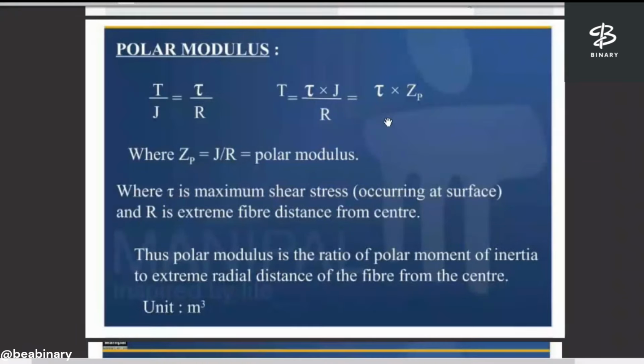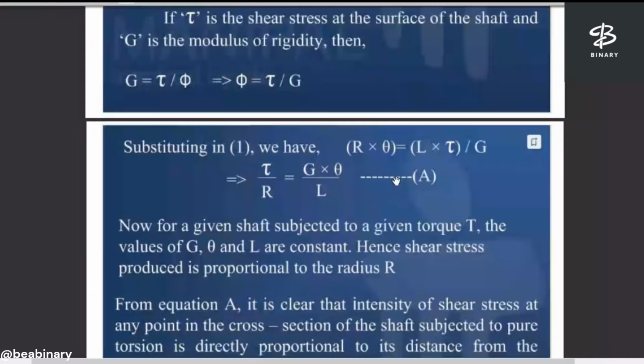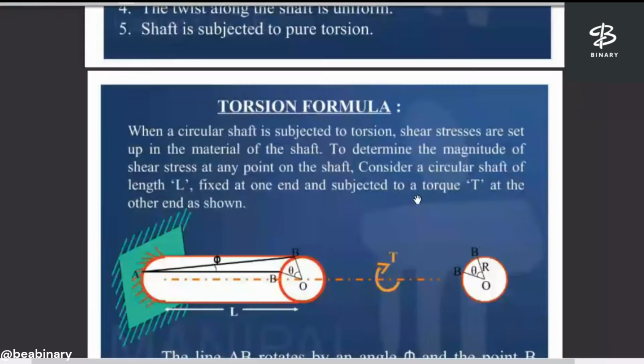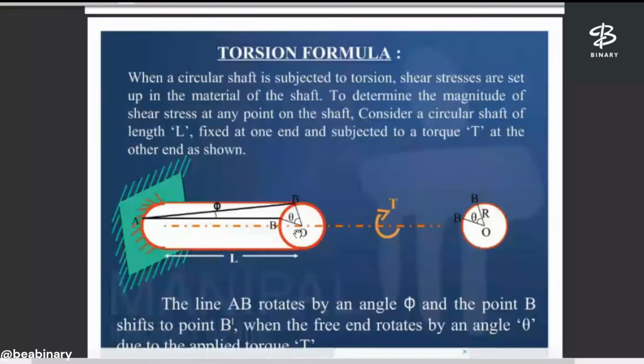So where tau is the maximum shear stress occurring at surface and R is the extreme fiber distance from the center. इसमें भी यही एज्यूम कर रहे हैं कि यहाँ पर 0 से लेके बाहर तक रेडिएट कर रही है फाइबर्स. ठीक है. ऐसे करते करते जो बाहर रेड वाली सरफेस है इस पर जो इसका जो डिस्टेंस है फ्रॉम O इट इज कैपिटल R and it is the distance of the extreme fiber from the center of the shaft.